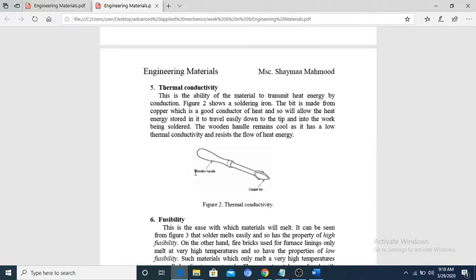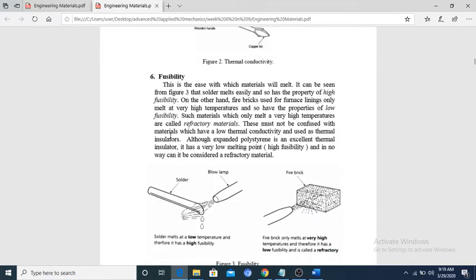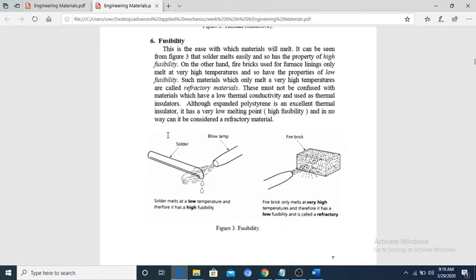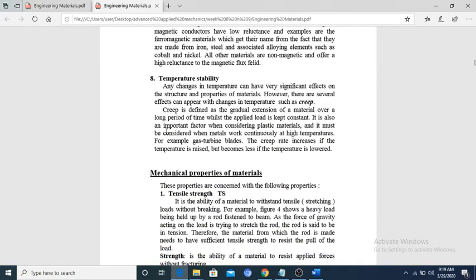Figure 2 shows a soldering iron. The bit is made from copper, which is a good conductor of heat, and so it allows the heat energy stored in it to travel easily down to the tip into the work being soldered. Whereas a material with low thermal conductivity restricts the flow of heat energy. And then there are fusibility, flammability, reluctance, and temperature stability.